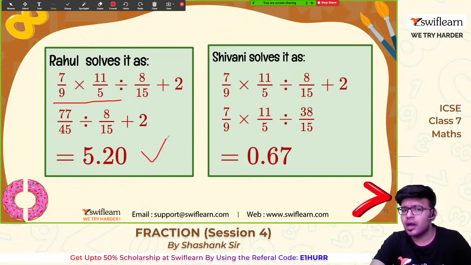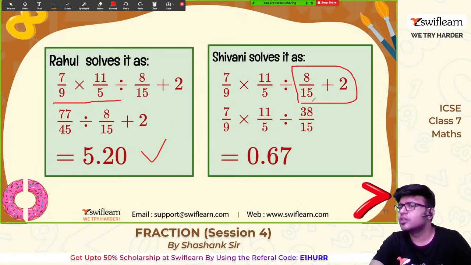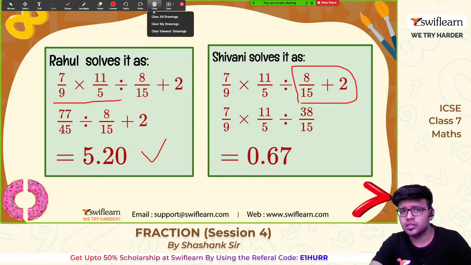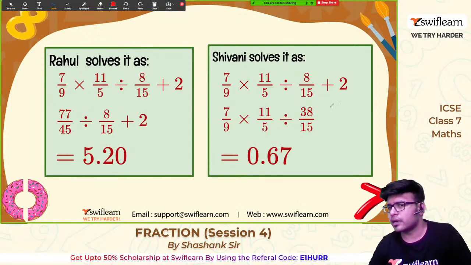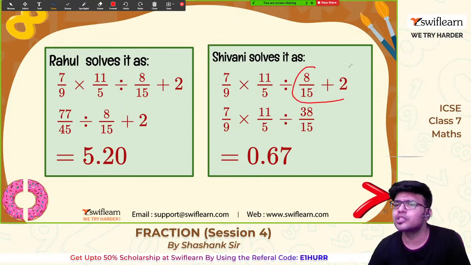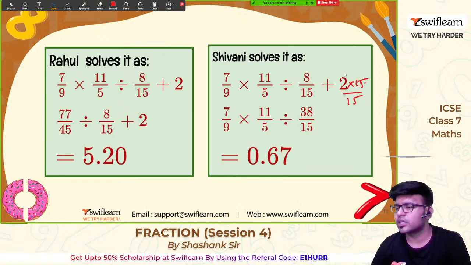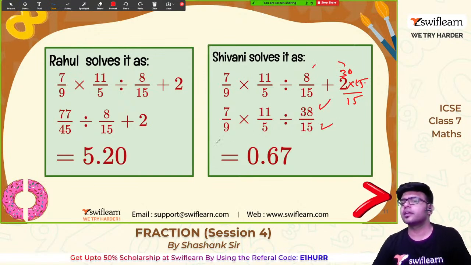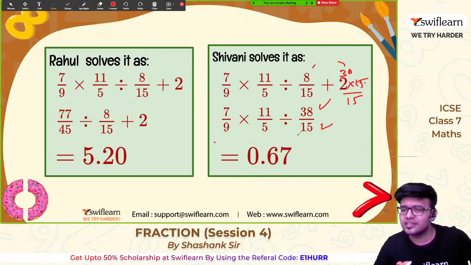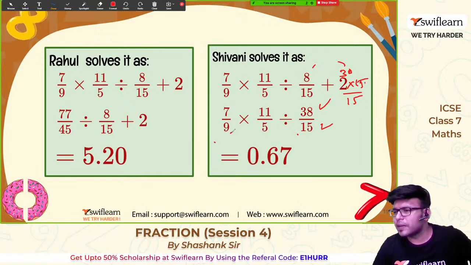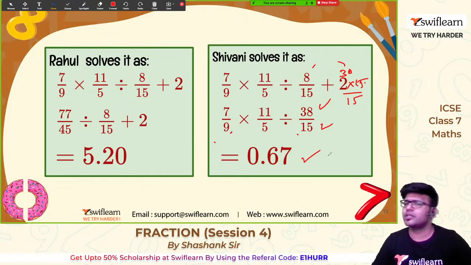Whereas Shivani, what she does is she adds this first. So 15 2s are 30. What she does is like this: 2 is there. Add 8/15 plus 2. Okay, how to make the denominator the same? Multiply by 15/15. 15 2s are 30. So 30 plus 8 is 38/15. Then she divides this. Then she multiplies this and she got 6.7.